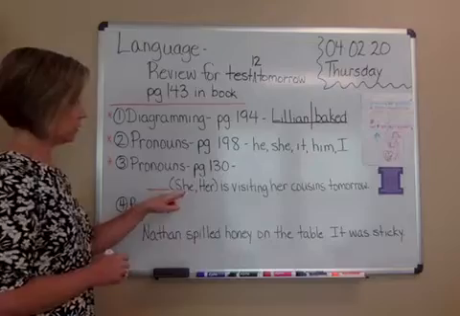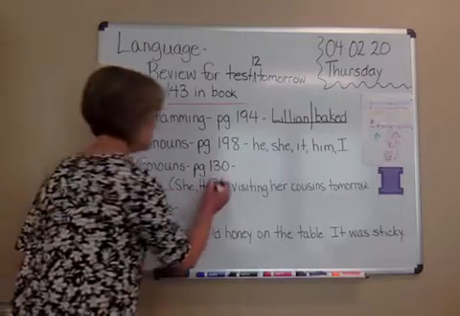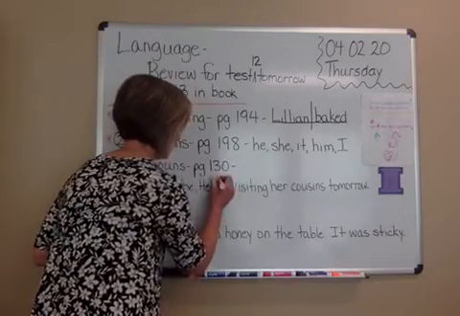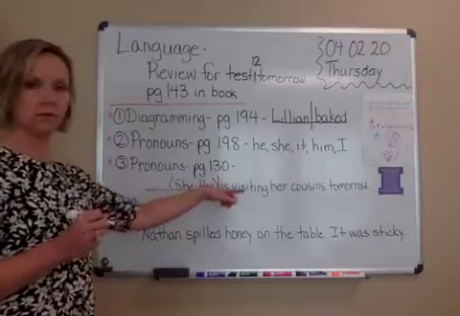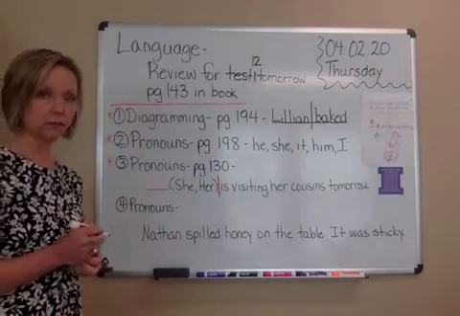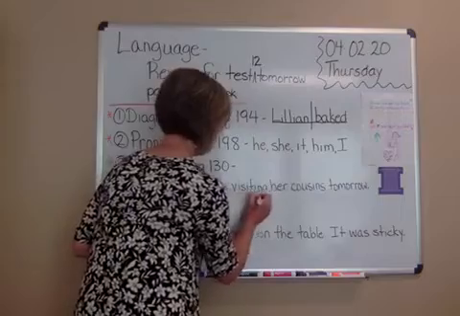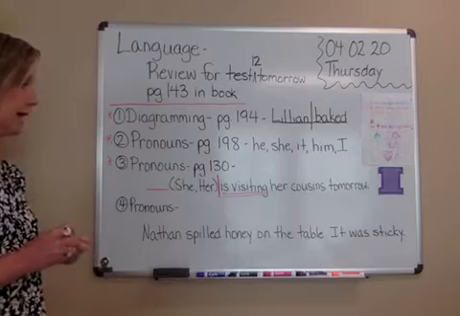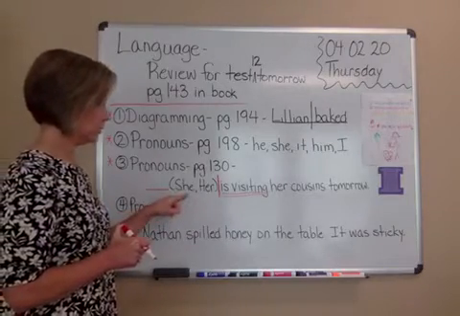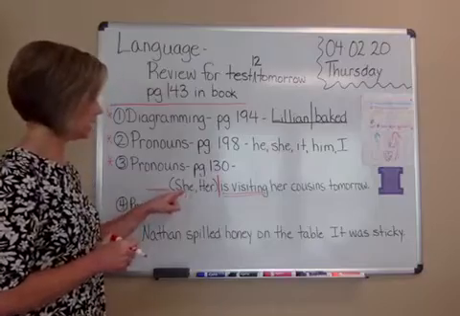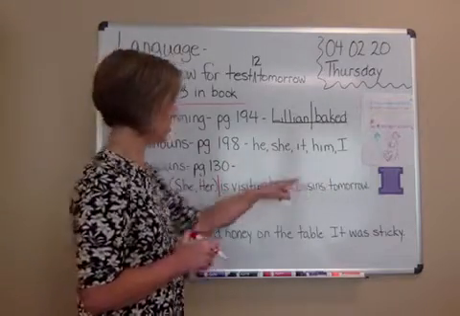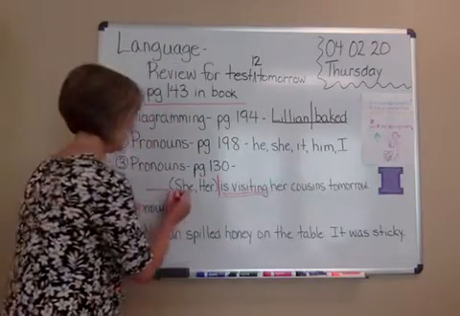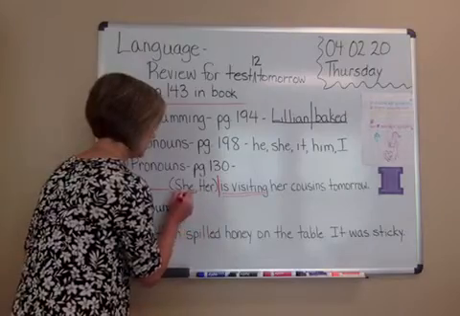Okay? So let's divide. We would divide between she and her. We just got to go back and pick which one. Okay? Is visiting. What is our verb phrase? Make sure you're picking up both of those. Is visiting. Now we're going to go back and we are going to find our subject here. Okay? Is it she is visiting her cousins tomorrow, or her is visiting her cousins tomorrow? She. That is correct. She is visiting.